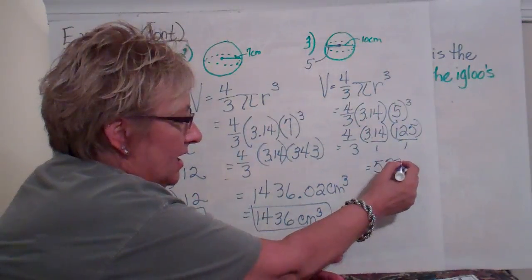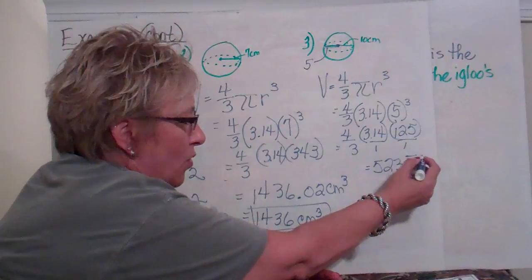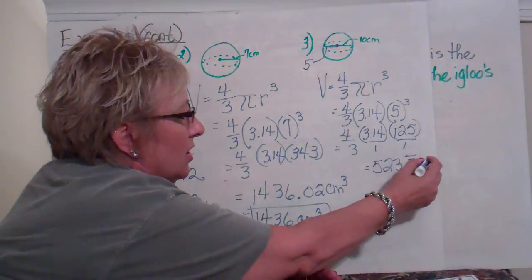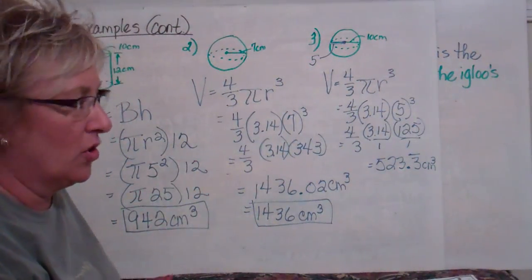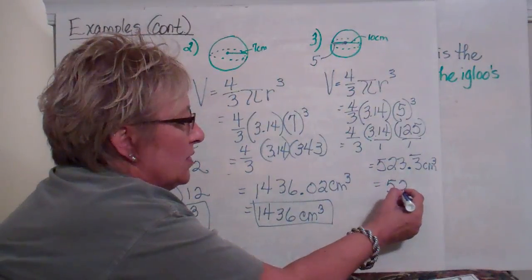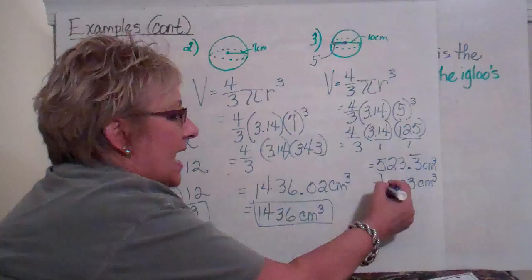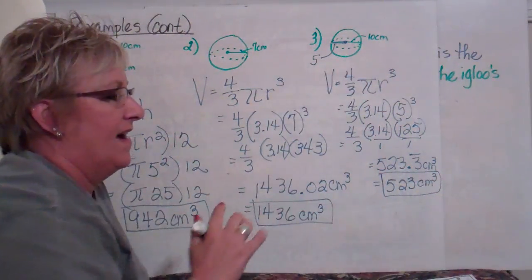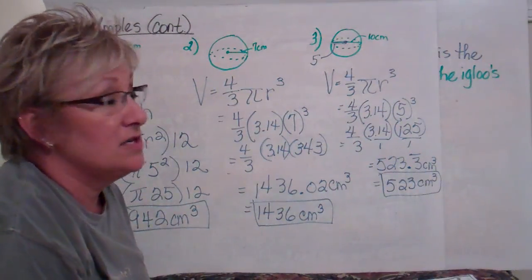and you should have a calculator with you, 523.3 repeating centimeters cubed. Now, I want to change it to a whole number. That 3 is going to keep 523 cubic centimeters as my whole number. So that particular sphere will have 523 cubic centimeters of air that could go in that beach ball.